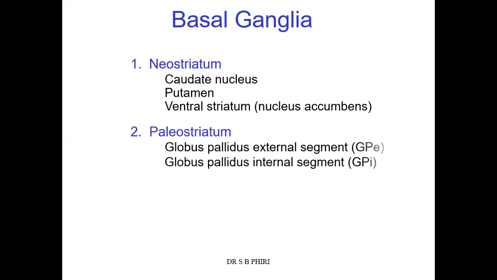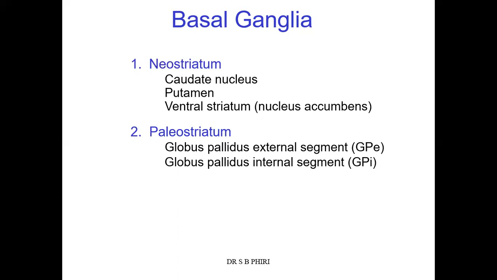Then the second major component of the basal ganglia is the paleostriatum. The paleostriatum is composed of the globus pallidus external segment and the globus pallidus internal segment. Globus pallidus simply means a pair of globes.